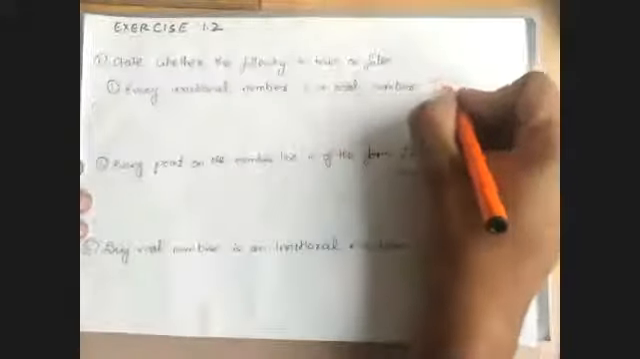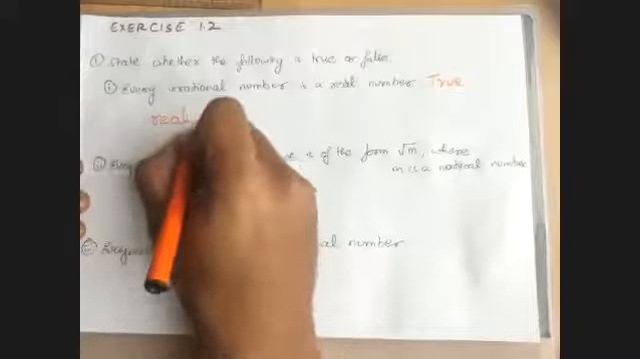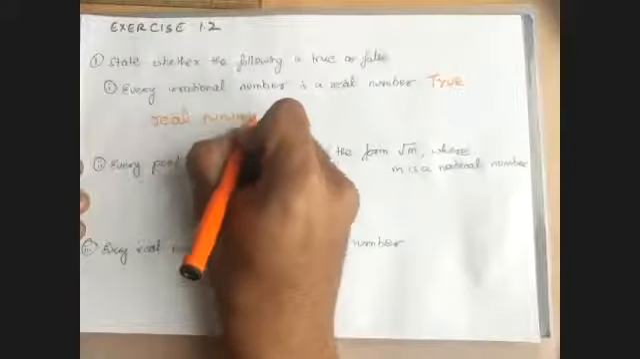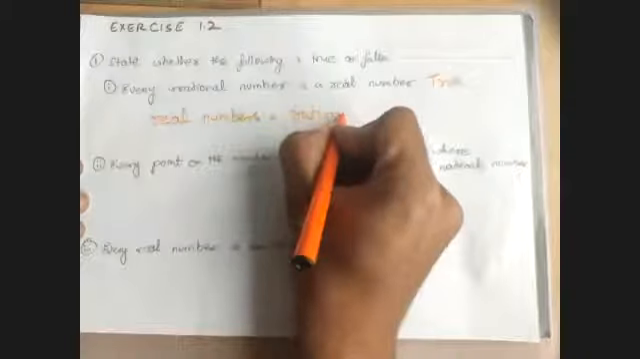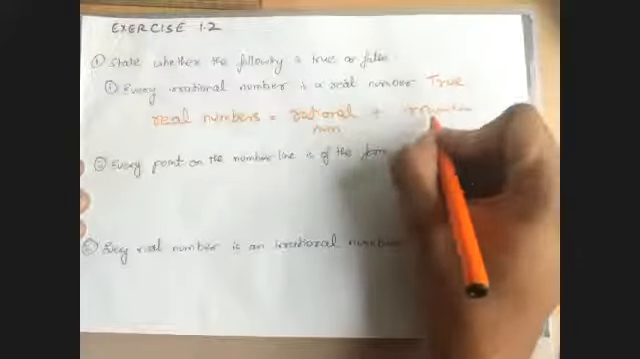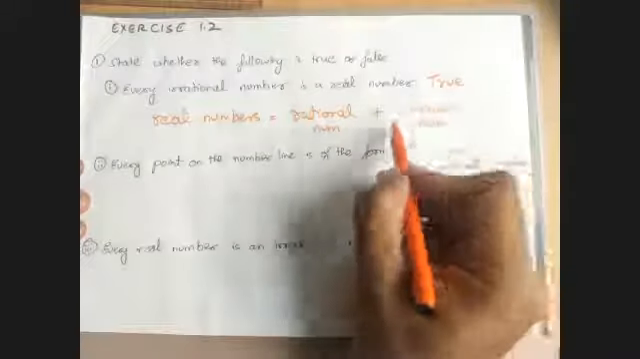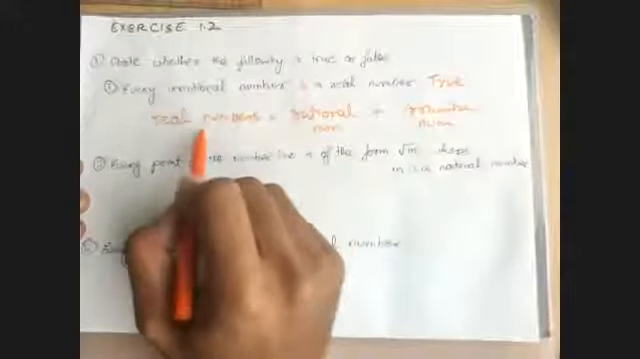Now let us look at exercise 1.2. It says, state whether the following is true or false. Every irrational number is a real number. Is it true or false? Yes, this is true, because we already saw real numbers in the last class. Real numbers are rational numbers plus irrational numbers. So every irrational number is a real number.